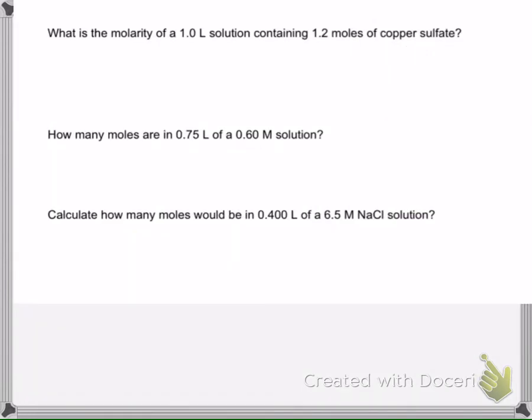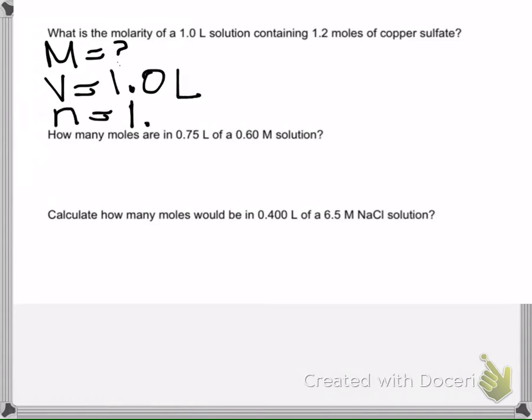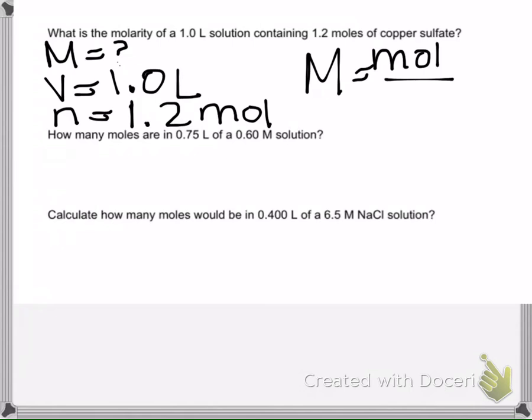So towards the bottom of the page it says, what is the molarity? So I'm looking for M of a 1-liter solution, so that's 1 liter. And the number of moles is 1.2. So again, remember, molarity is just moles over liters. That's how much solute per liter. So you're going to do 1.2 over 1, which is just 1.2.